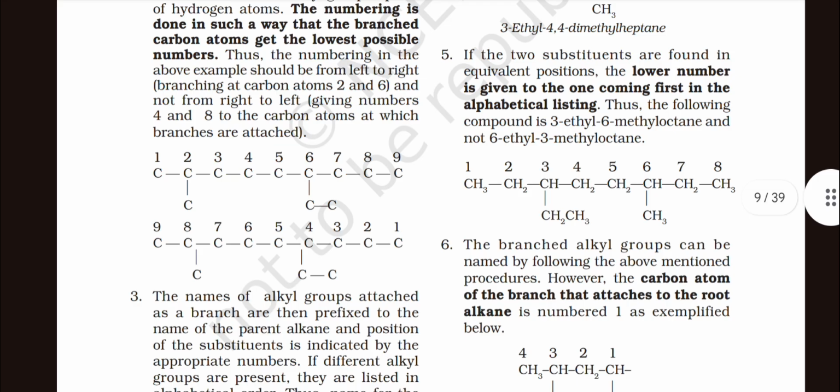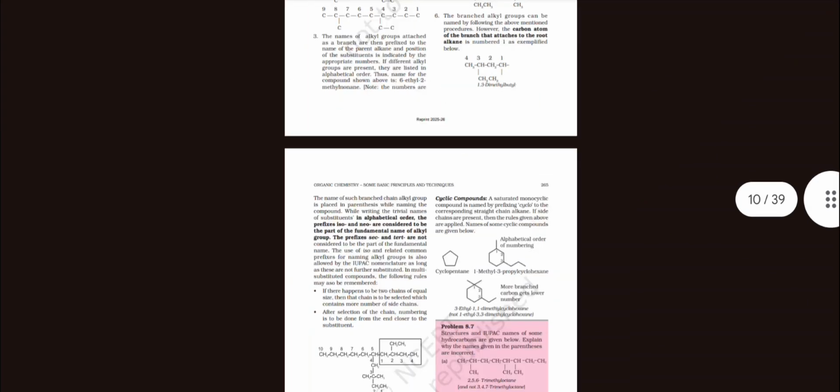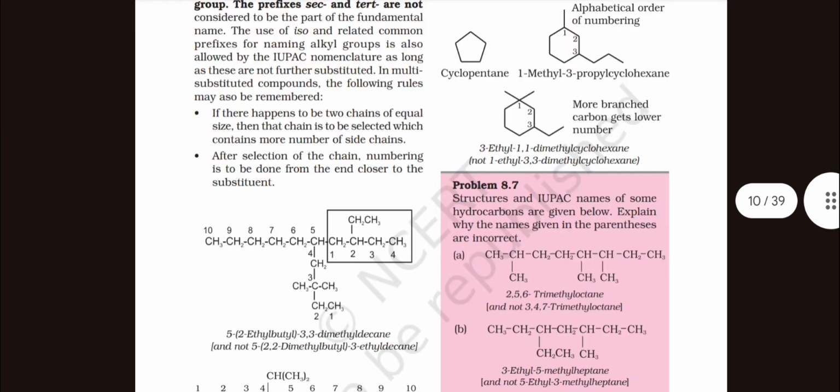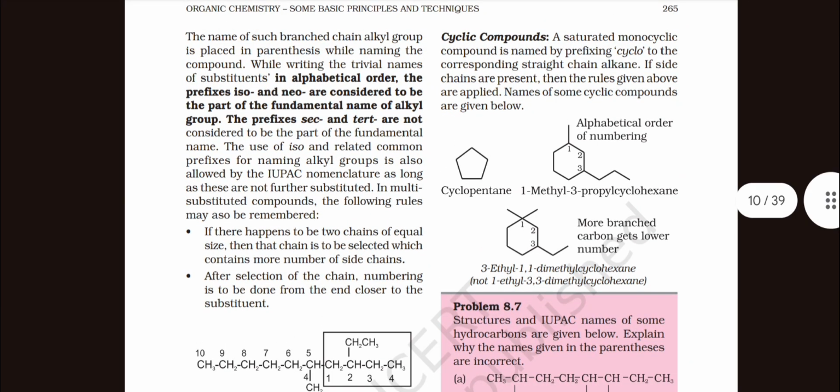The branched alkyl group can be named following the above-mentioned procedure. However, the carbon atom of the branch that attaches to the root alkane is numbered 1, as amplified below. The name of such a branched chain alkyl group is placed in parentheses while naming the compound.